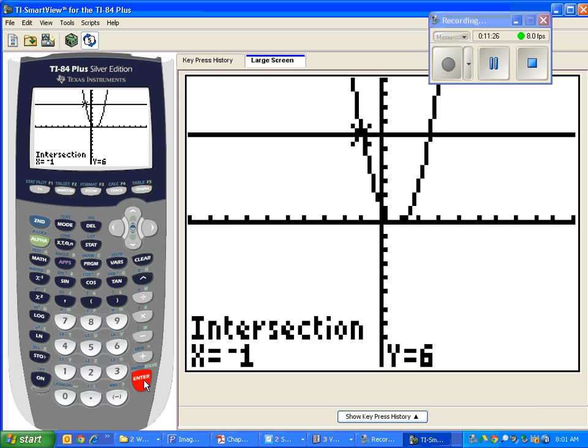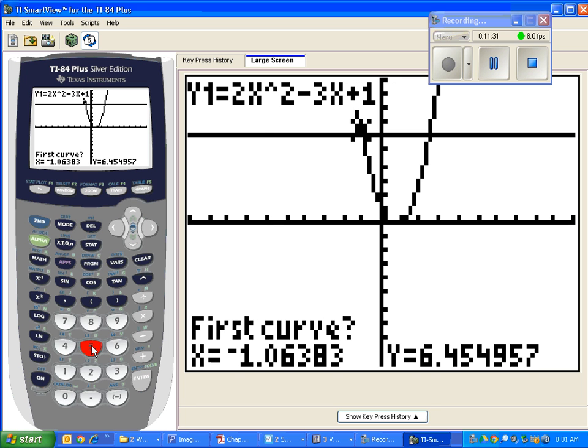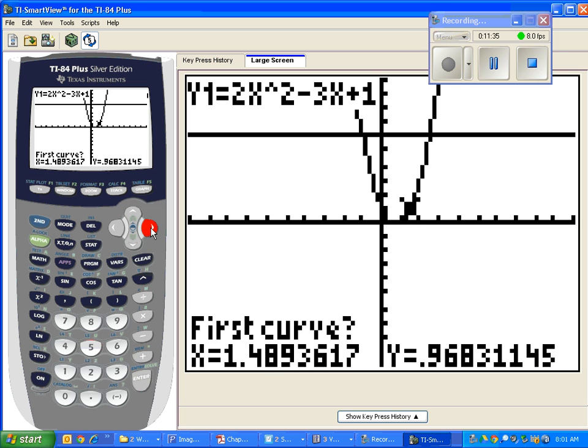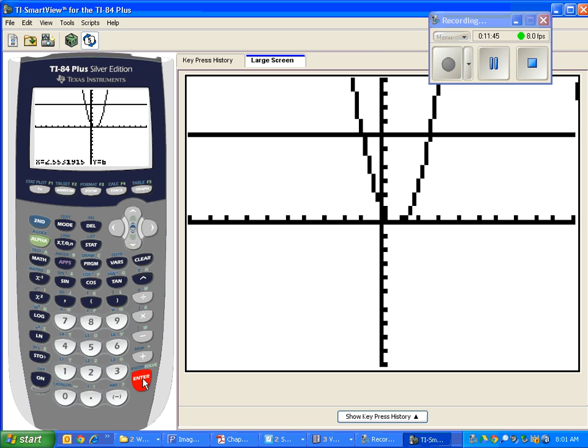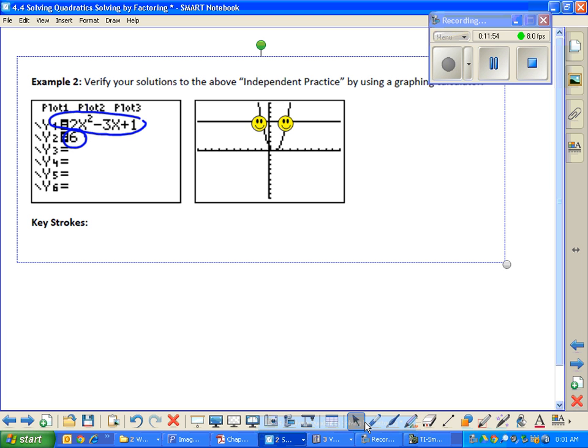We can get the other one by doing the same. Press second, calc, option 5, intersect, and this time I need to get close to that right point of intersection. So you see I'm arrowing over to the right a little bit. I'll press enter, and then enter again, and then guess, calculator. Your other option when you factored hopefully was 2.5. So if you got those right on your independent practice, go ahead and pat yourself on the back. That's good. So that's a real quick way you can check on your calculator.